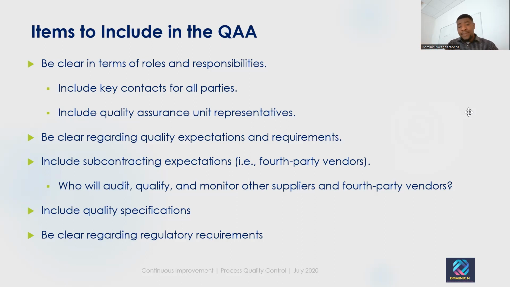Who should be our points of contact for communication? Who should we send a mail to when there's a challenge? All of these things should be clearly stated in the quality agreement. So include key contacts, including quality assurance unit representatives. Be clear regarding quality expectations and requirements.